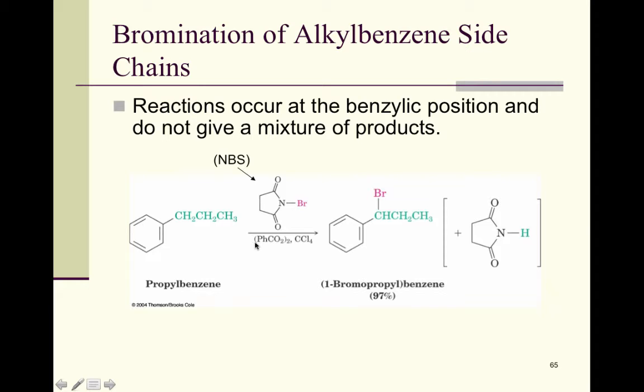Ph means it's a phenyl group, and we also have CO2, which means we're talking about C double bond OOH, and we also have CCl4. This reaction occurs only at the benzylic position. This carbon right here has to have an available hydrogen for this reaction to happen. And what's going to happen is we're going to substitute one of the hydrogens here for a bromine. Under these conditions, the bromine will only go to the benzylic position.